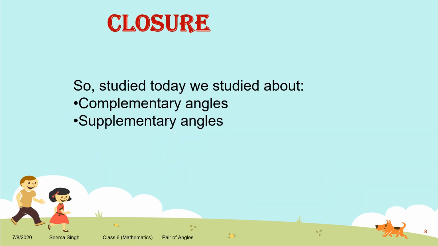That's all for the day. Now let's do a quick recap of what we have learned today. We got to know about the various pairs of angles, and today we have learned about complementary angles. The pair of angles which sum up to 90 degrees are termed complementary angles, and supplementary angles are the pair of angles which sum up to 180 degrees, that is a straight angle.